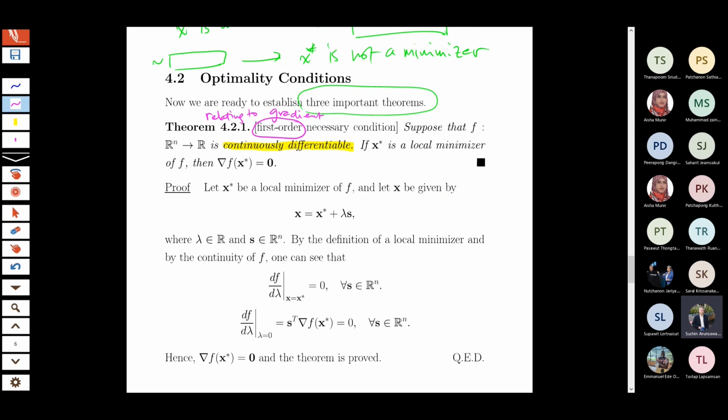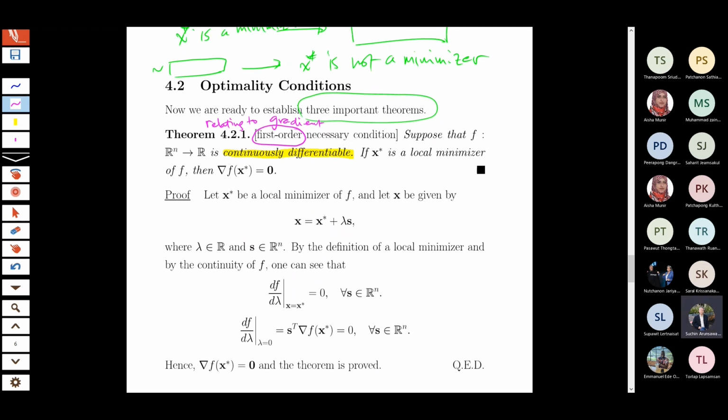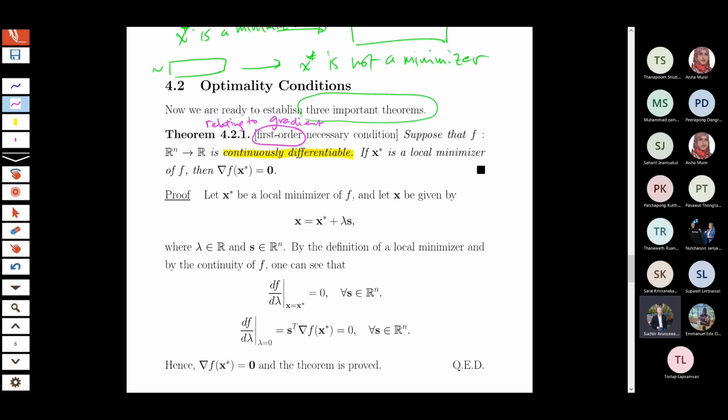Whereas second order means it is related to the second derivative, which is the Hessian matrix. So if x star is a local minimizer of f, then the gradient of the function f at the point x star must be a zero vector. This is what we know in the theorem. So if the gradient of f at x star is not zero, then x star cannot be a local minimizer of the function f.